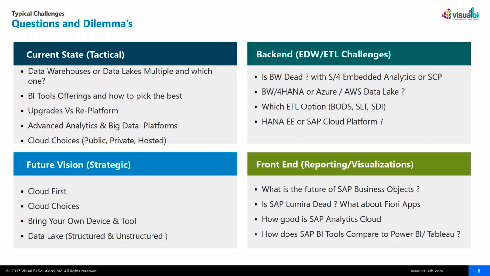And then come the cloud choices. Do I go to Amazon? Do I go to Azure? Do I go to Google? There are a lot of choices. Do I host? And then there is a common element where we see customers in their dream state or future state. A business user should be able to bring their own device. When I mean device, it could be a smartphone, a laptop, or a desktop.